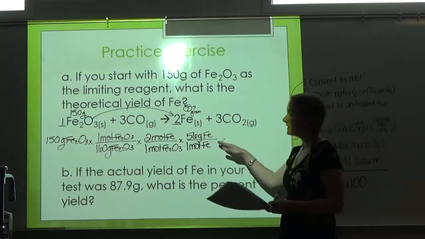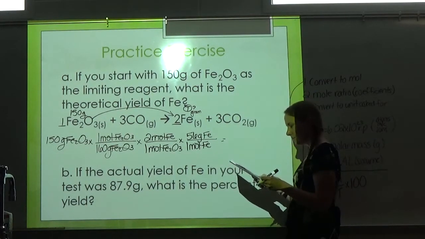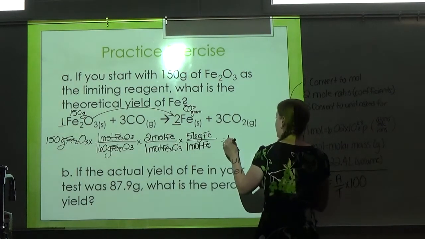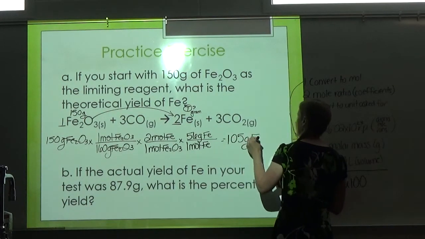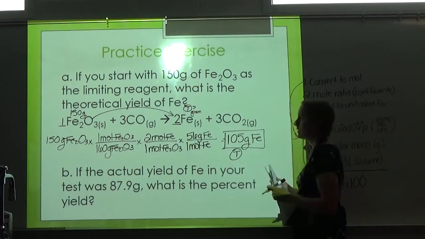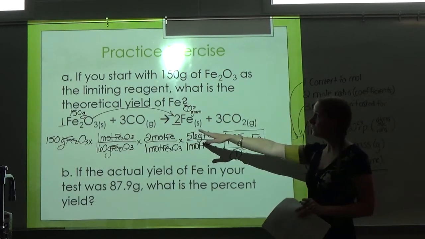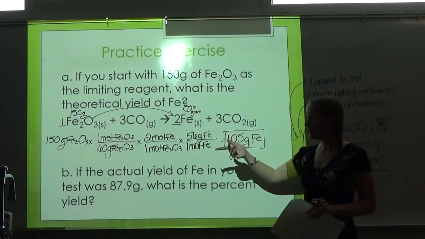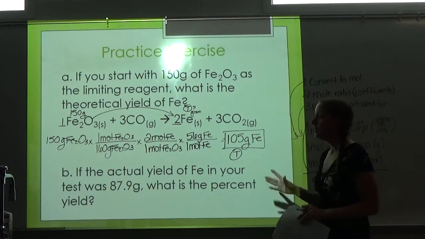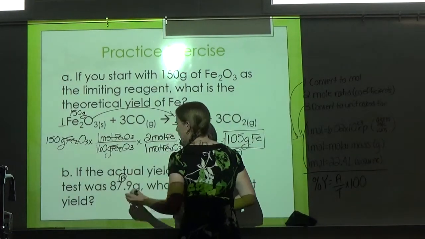So I multiply across the top, divide across the bottom, and so I ended up getting, let's see, where is what I got? Oh, there it is, okay. Looks like 105 grams of iron. So this is my theoretical. Okay, so in theory, if I react 150 grams of Fe2O3 with excess carbon monoxide, I should get 105 grams of iron. However, part B tells us that we actually ended up getting 87.9 grams of iron.